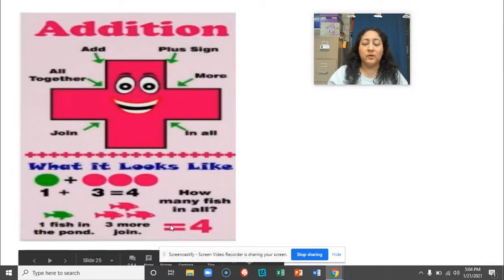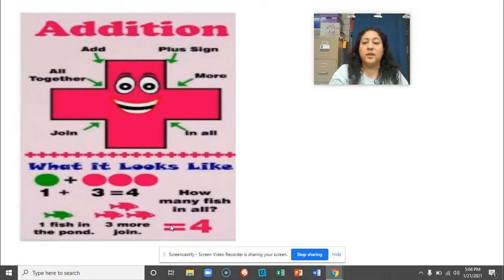And we know what we are adding when we hear some of these words. So we hear, 3 cats were sitting outside and 2 more joined them. So when we hear join, that means that we're going to be adding. We're going to add all of them together to get our answer. Or if we hear the word more, like I have 3 cubes and I get 3 more. How many more do I have? So all of those words mean that we're going to add them all together to get our answer.